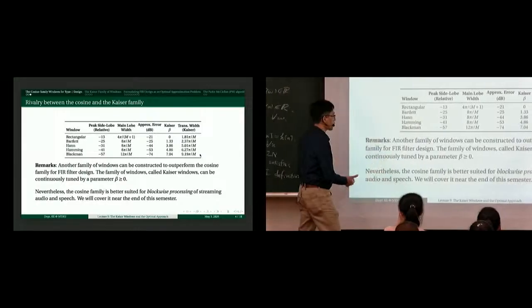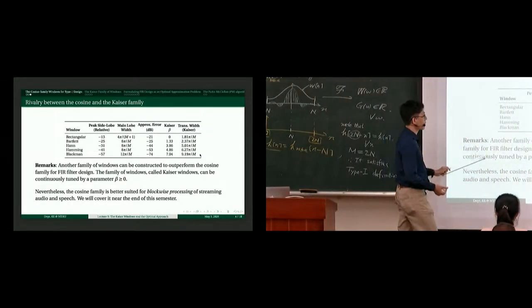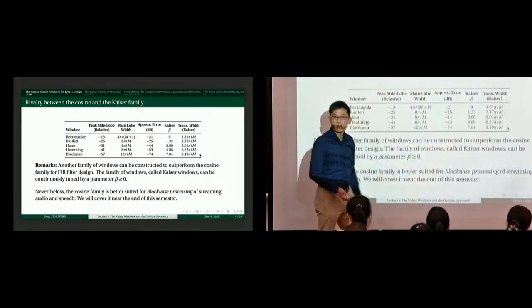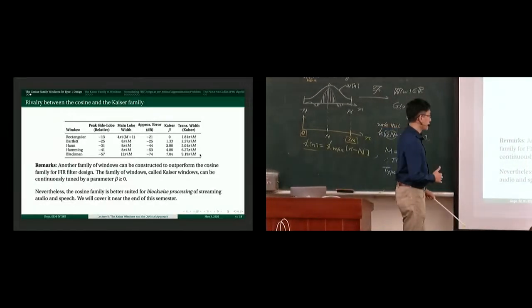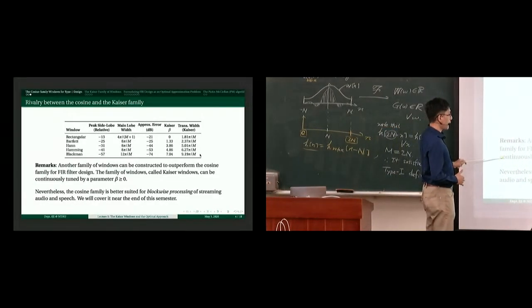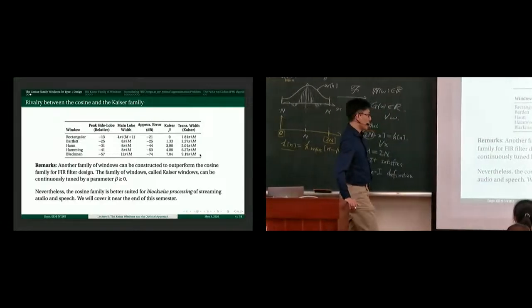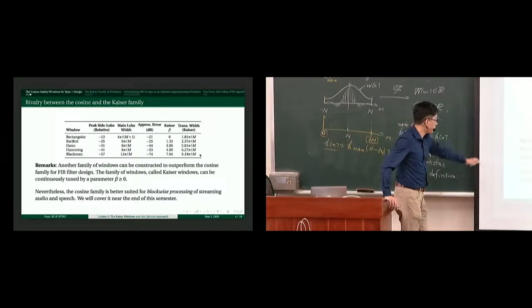The kind of filter you design generally outperforms cosine family design in terms of the trade-off between approximation error and the transition width. The reason will be clearer in a moment. And let me also point out that the Kaiser window is continuously tuned by a parameter beta, a non-negative parameter beta. So that's the advantage of knowing the Kaiser family of windows.